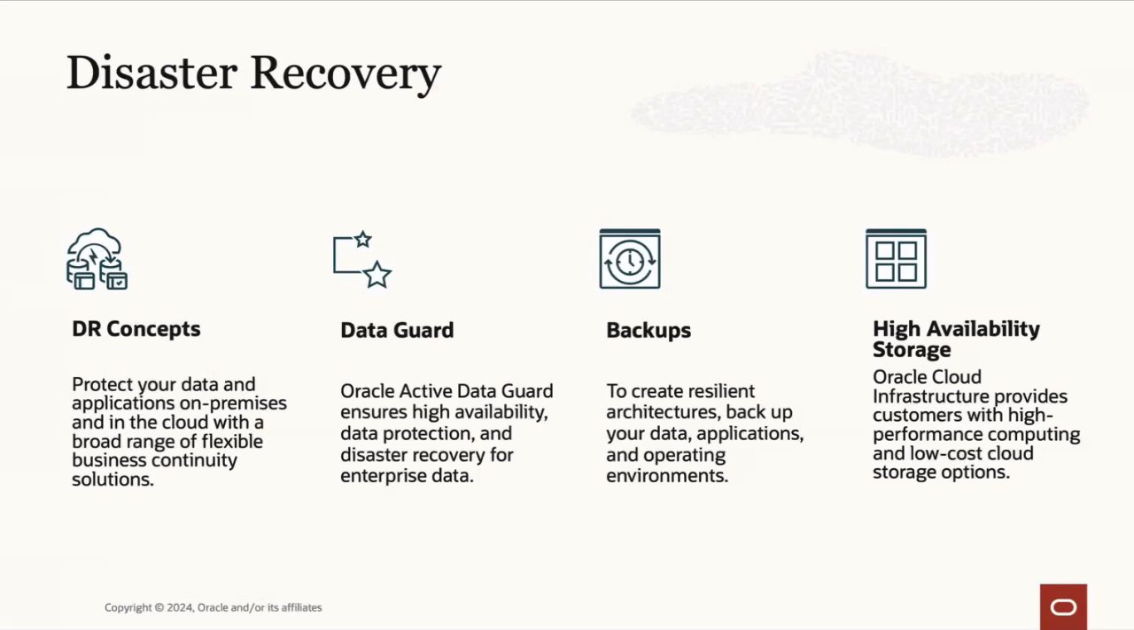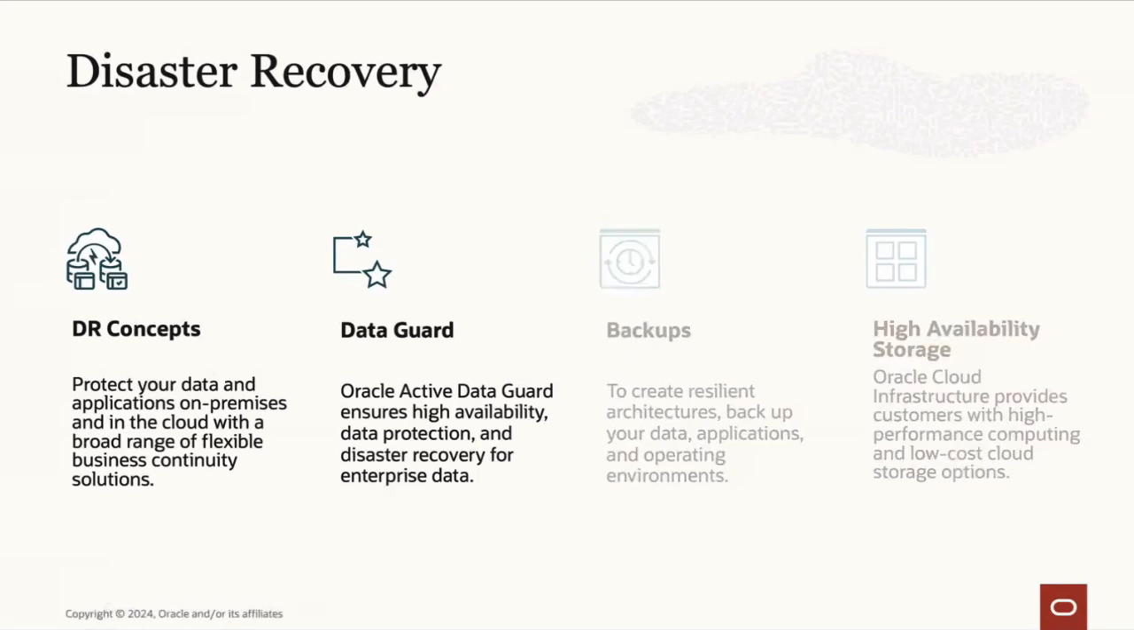And obviously we have our high availability storage options. Being aware of the different storage options out there, like local NVMe versus block volume versus file storage, and how that would factor into planning a DR strategy as well. Today, I'm mainly just going to be focusing on the DR concepts. We'll talk a little bit about DataGuard and our MAA, or Maximum Availability Architecture framework.